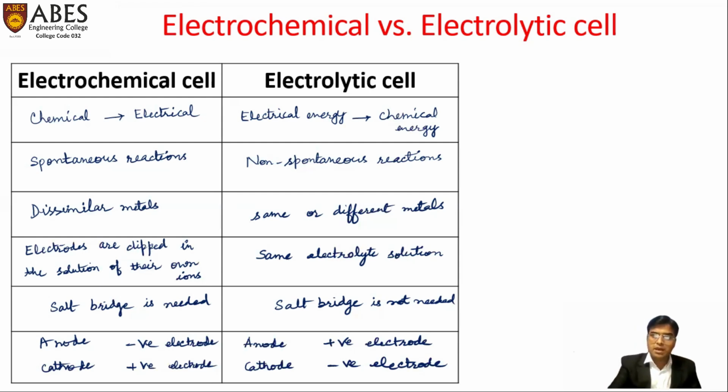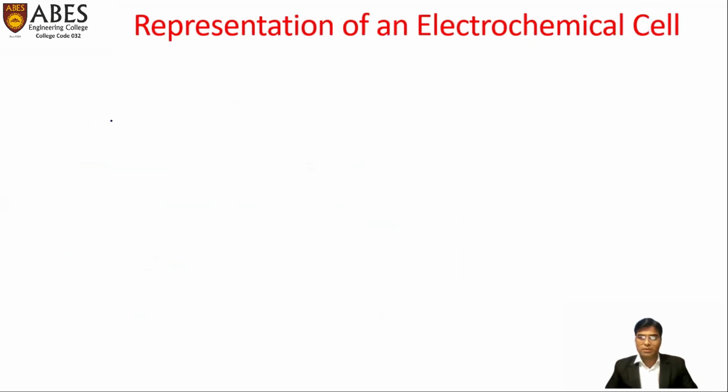Now we shall understand how to represent the electrochemical cell on paper. There are certain rules which have to be followed to represent an electrochemical cell on paper. The first is that the anode is always shown on the left side. The anode is the electrode where oxidation takes place. So the anode is always shown on the left side, whereas the cathode is always shown on the right side. Anode and cathode are separated by two vertical lines which represent the salt bridge.